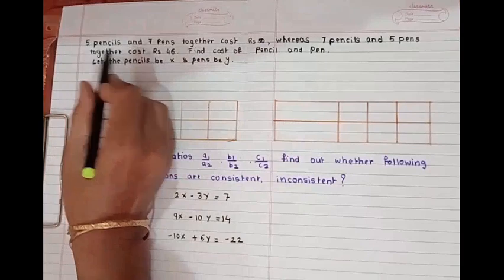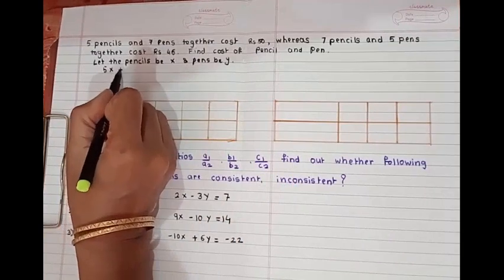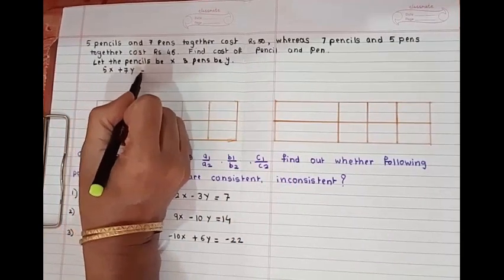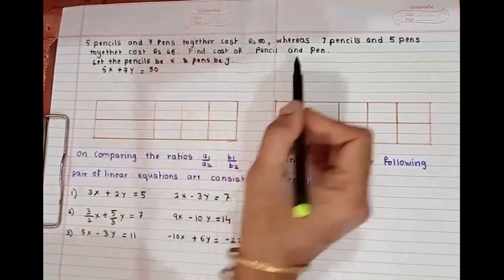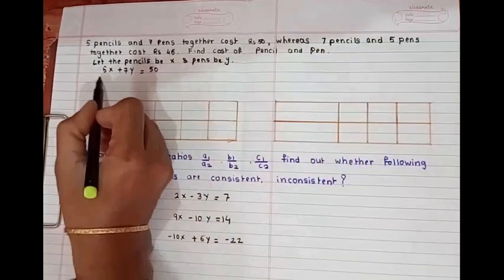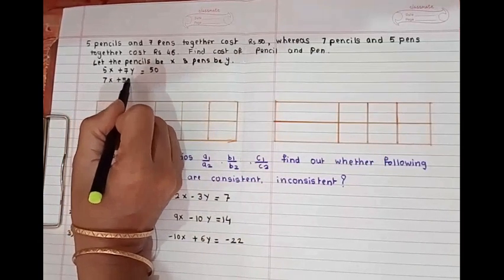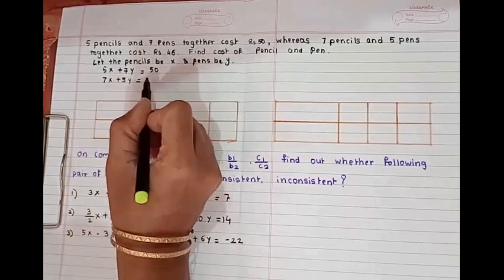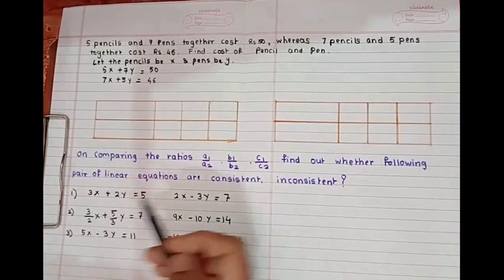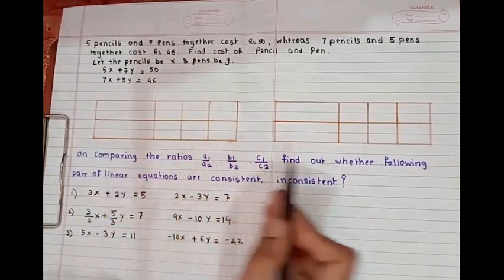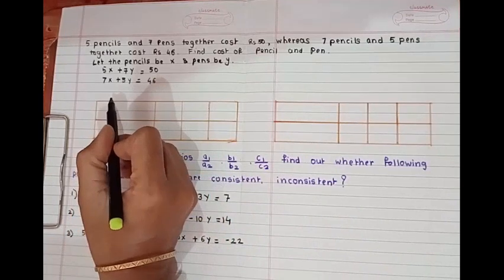So what will be your first equation? 5x plus 7y together cost 50. Similarly, second, 7 pencils and 5 pens together cost 46. So what you have to do? Again, draw the graphical representation. We will find the points on the Cartesian plane.